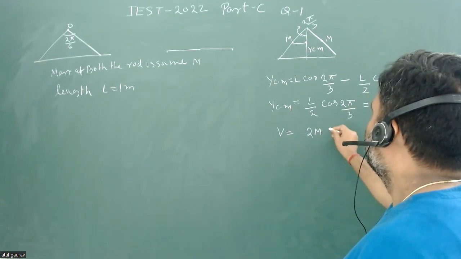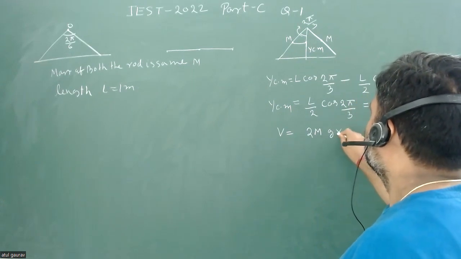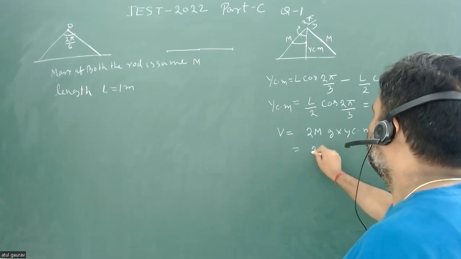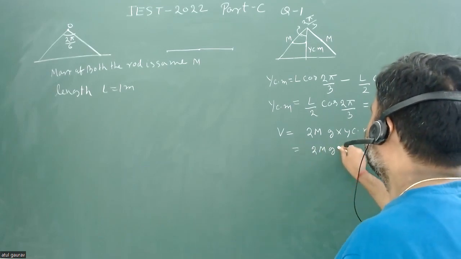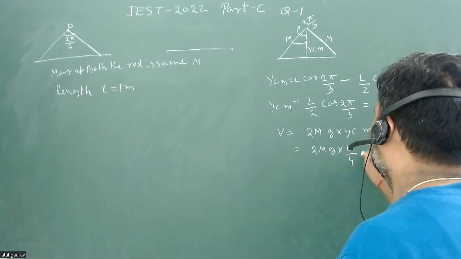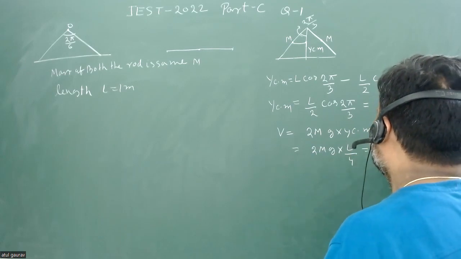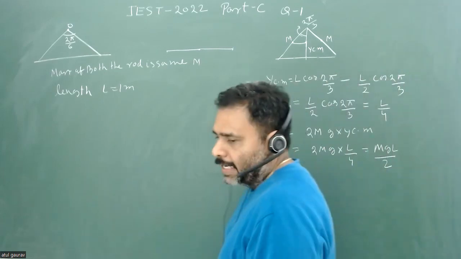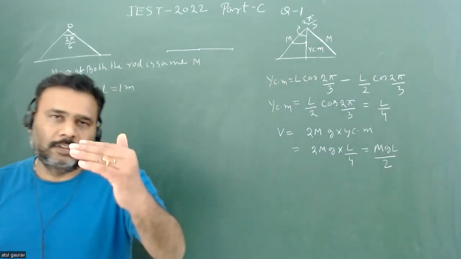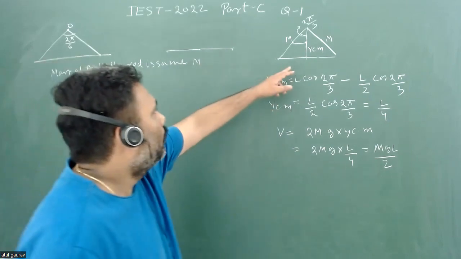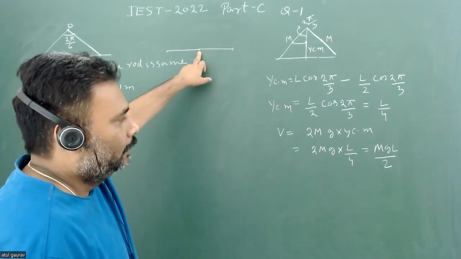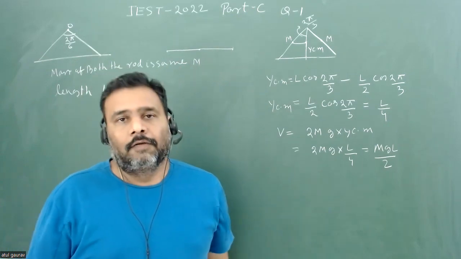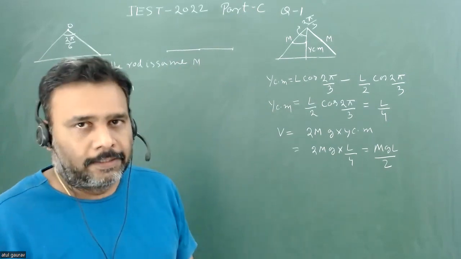So 2m g into y center of mass, and that value is equal to 2m g into L by 4, that is mgL by 2. So we have calculated the initial potential energy. Now when the rod becomes flat, then the total potential energy will convert into kinetic energy.